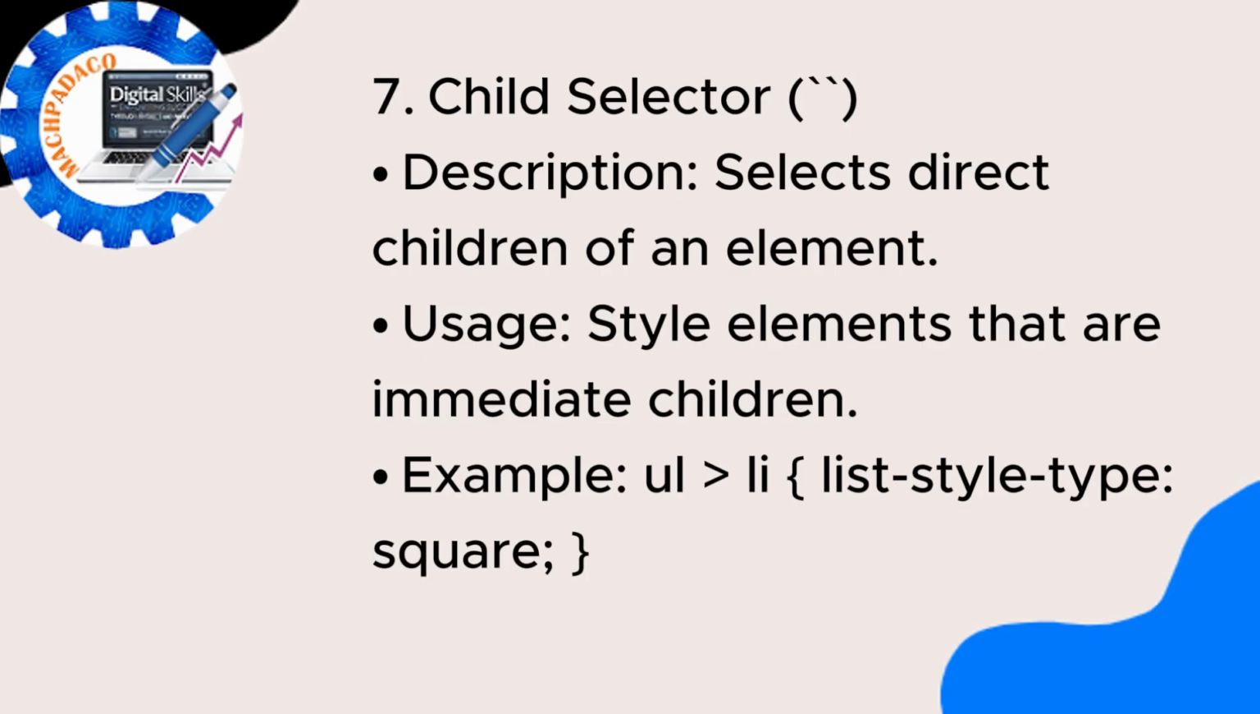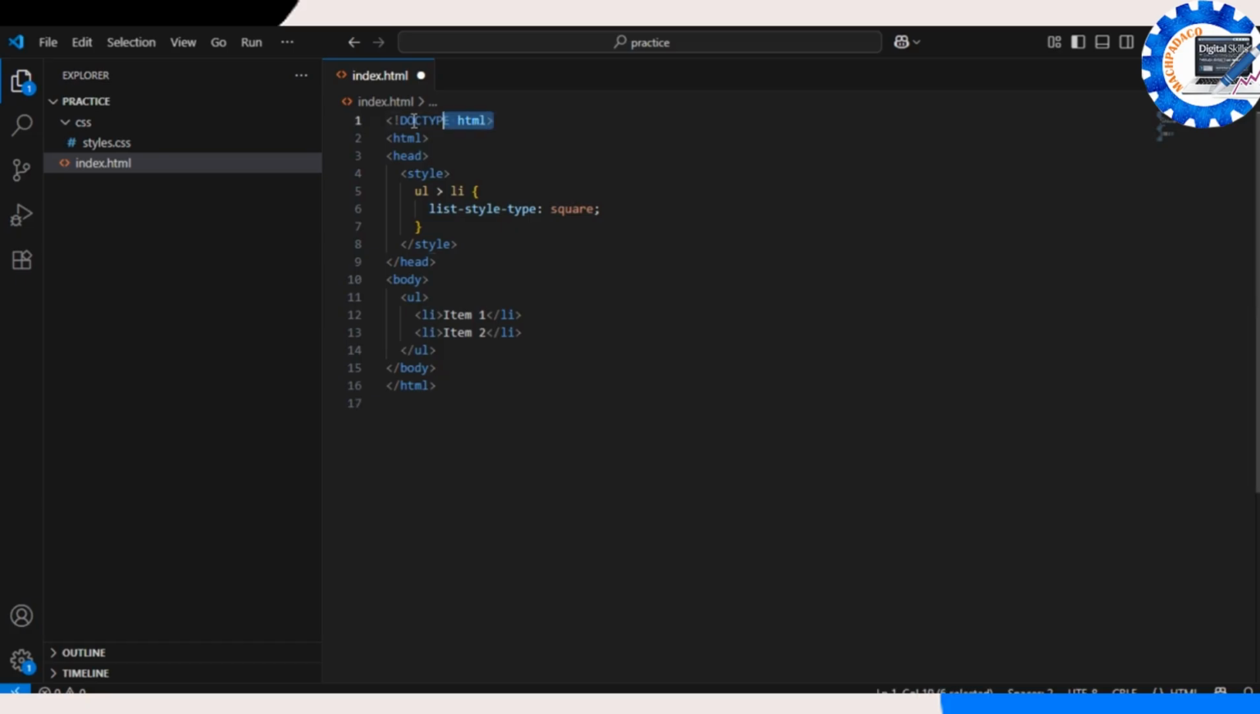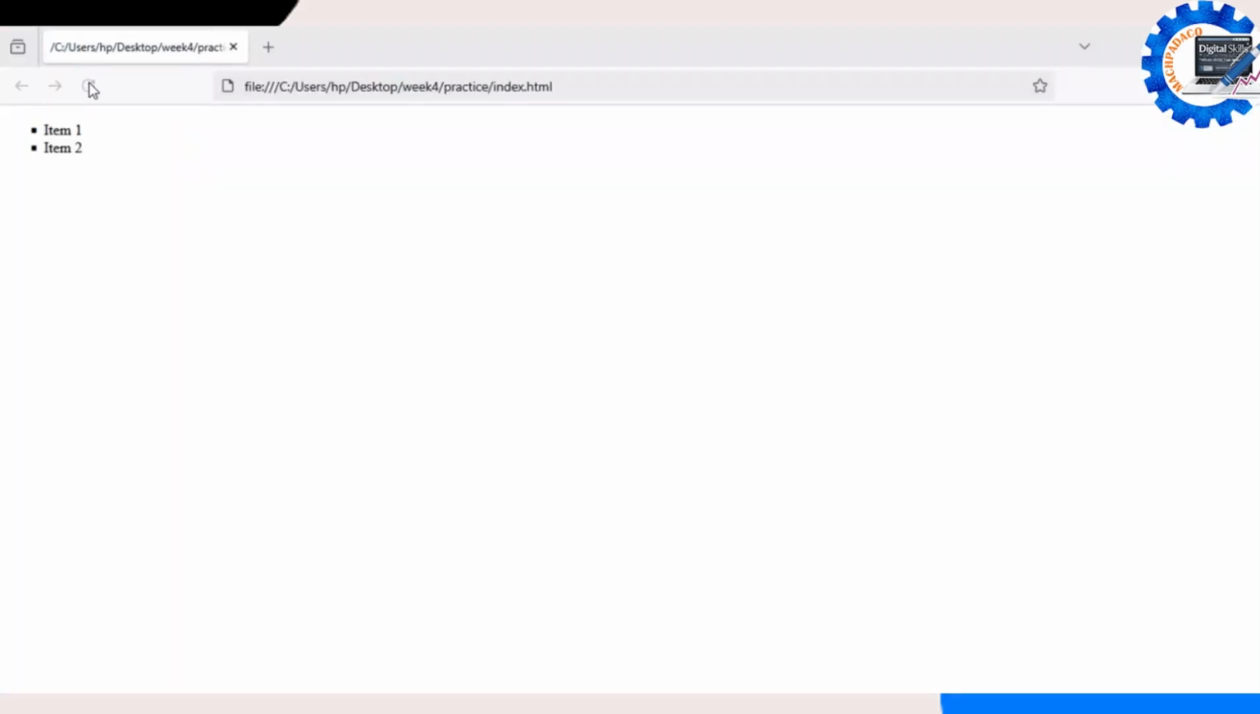Then we have the child selector. Description. Select direct children of an element. Usage. Styles elements that are immediate children. As you can see, the code displayed on the screen. Then you save your work, go to the web browser and refresh it. You will see that item 1, 2 is applied the list type square.